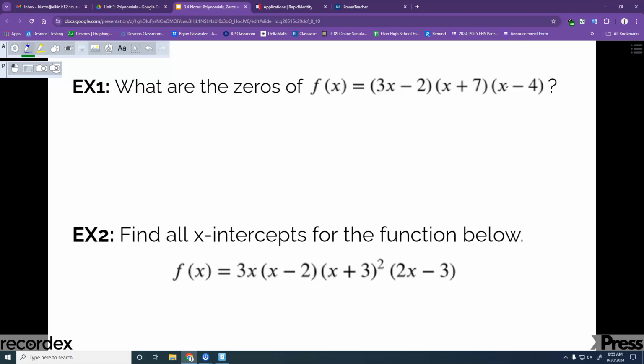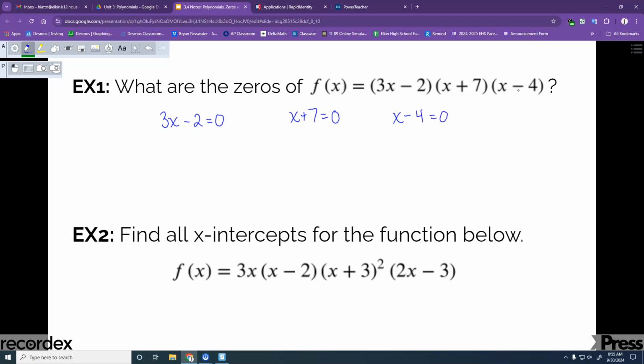So if we're looking for a 0 of this function, we just have to set all the pieces equal to 0. Because if any of those pieces are equal to 0, the whole thing is going to be 0. This is called the zero product property. It's a really important part. It's the reason we learned to factor in the first place. So we'll just take 3x minus 2 and set it equal to 0. We'll take x plus 7 and set it equal to 0. And we'll take x minus 4 and set it equal to 0.